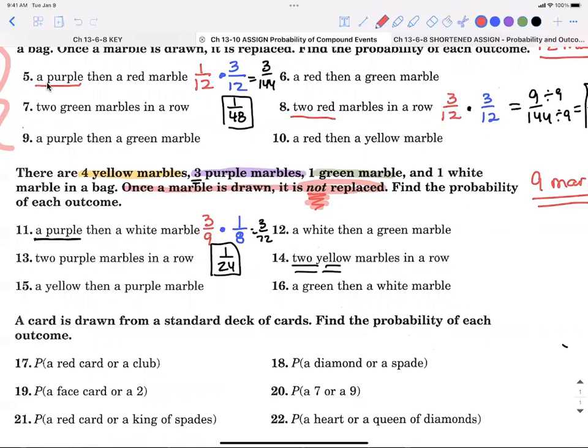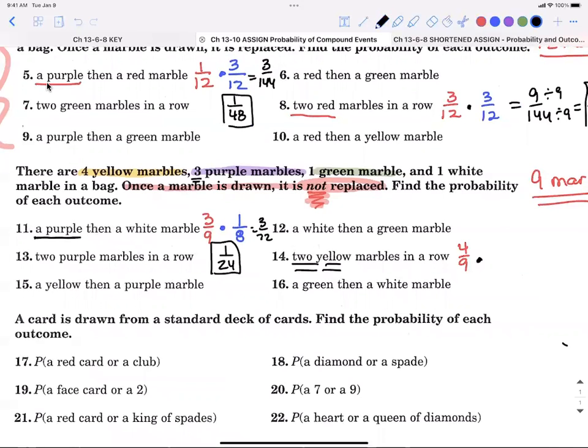4 out of 9. Good. All right, I take that yellow marble and set it off to the side. Okay, now I shake up my bag again. First of all, before I even do anything else, how many marbles do I have left in the bag? 8. Okay, what is my probability here of drawing a yellow?